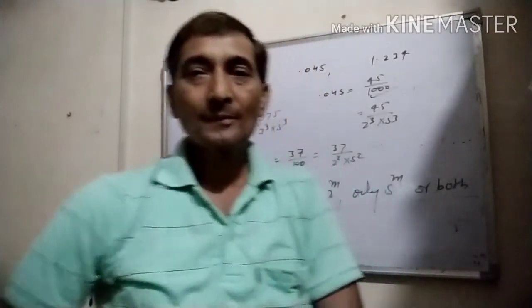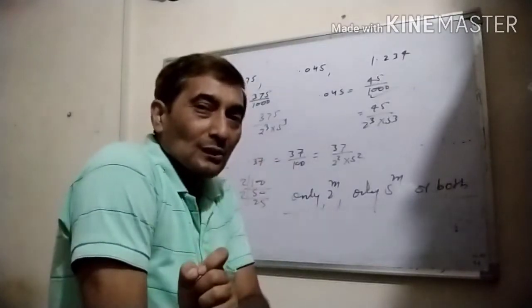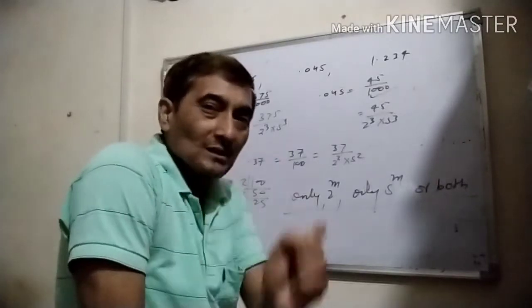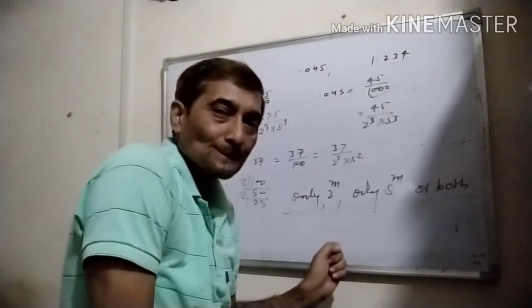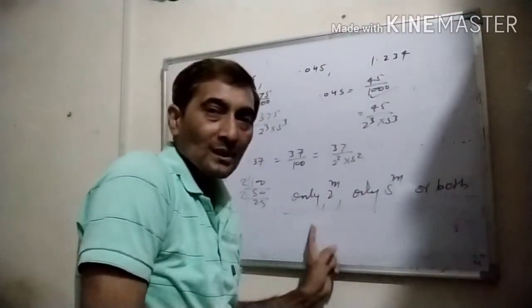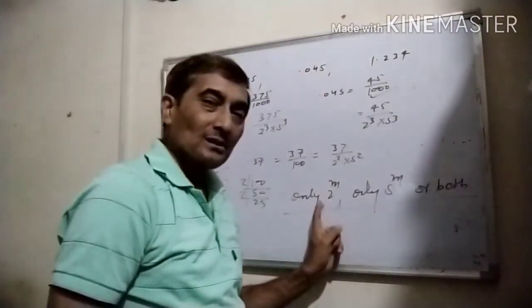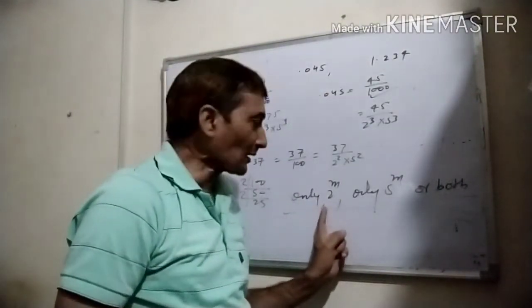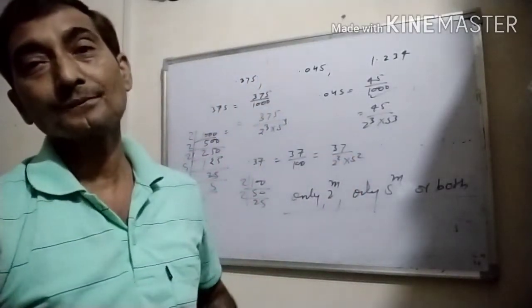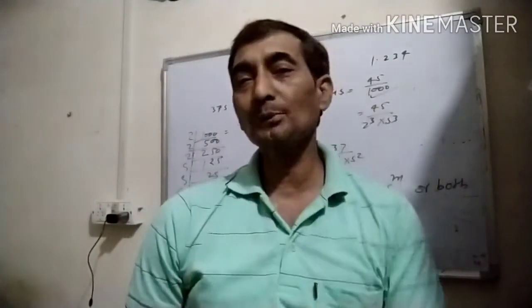So in that condition, you should examine the denominator of the rational number. If the denominator can be converted into this form, then the number is terminating. If the denominator cannot be converted into this form, the number is non-terminating. Is it clear? Most important topic for you.